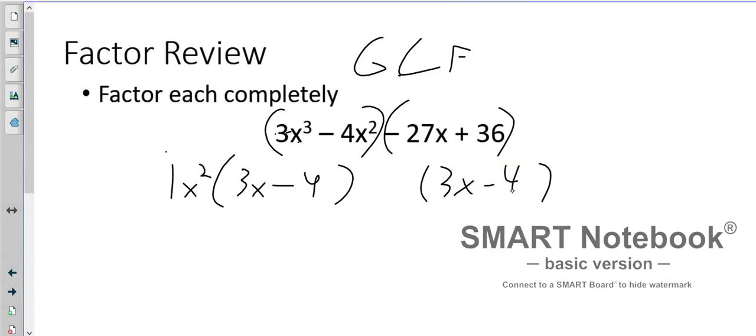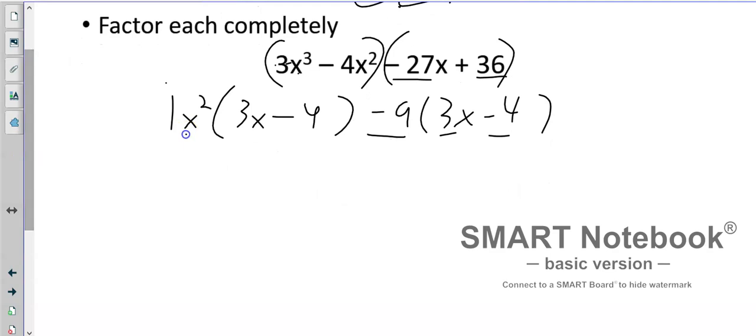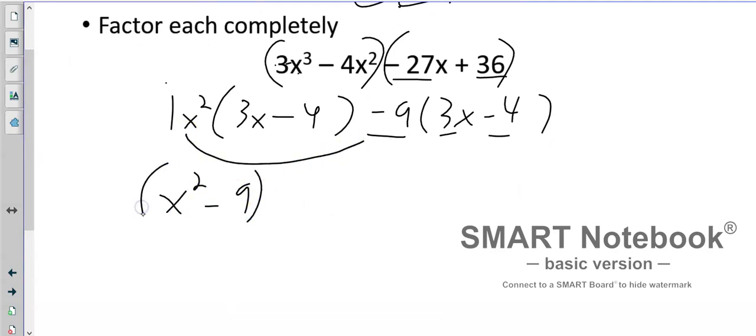Now I just ask myself, negative 27 divided by what will give me 3? That's negative 9. We double check. 36 divided by negative 9 is negative 4. We're good to go. We hook these two up. That gives us x squared minus 9 times 3x minus 4. We only write the 3x minus 4 once. Are we done? Maybe, maybe not. We always check and see, can we go further?